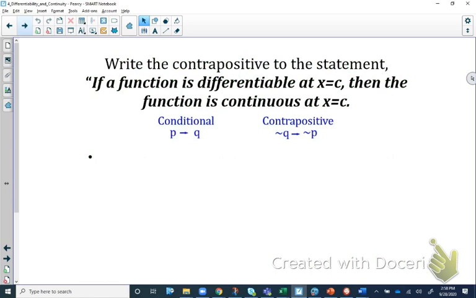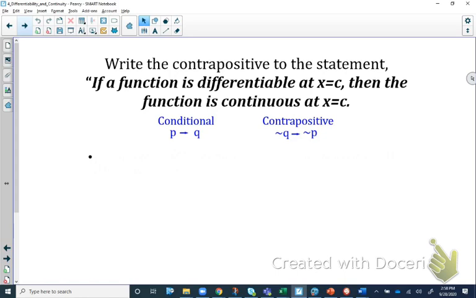Here, what we're going to be looking at, it says write the contrapositive of the statement. Now remember, a contrapositive goes back to conditional statements in geometry where you reverse the order of the hypothesis and conclusion, and you also negate them at the same time. So the conditional statement, P is the hypothesis, Q is the conclusion, so we'd say P implies Q. So the contrapositive would be not Q implies not P.